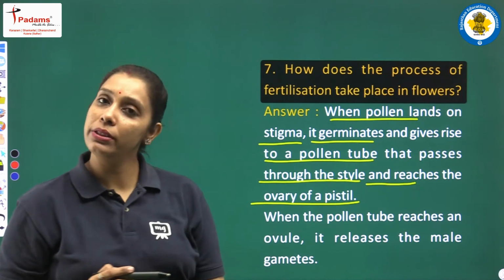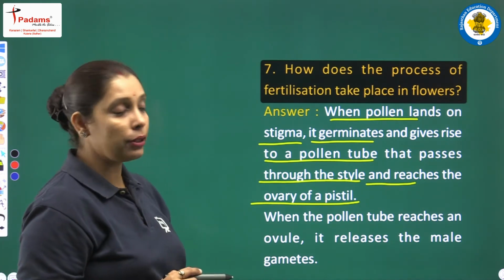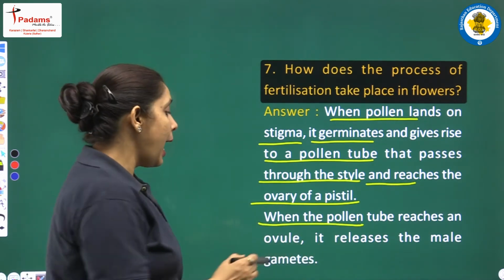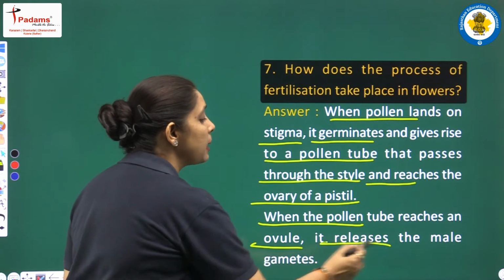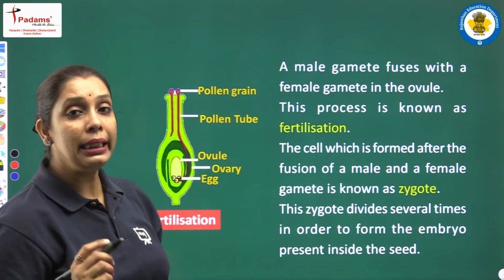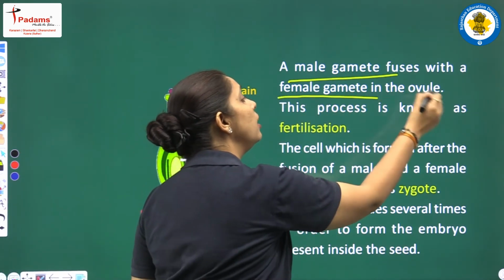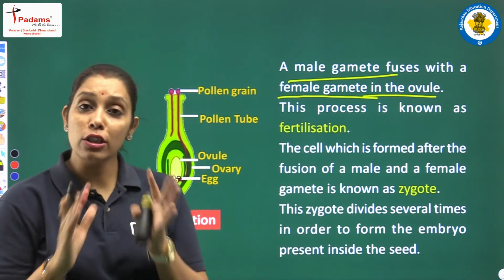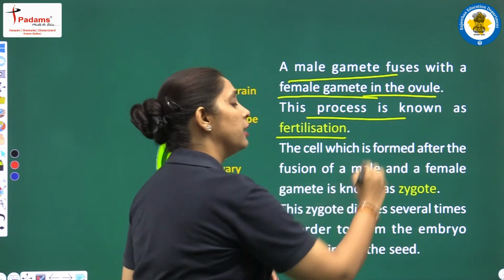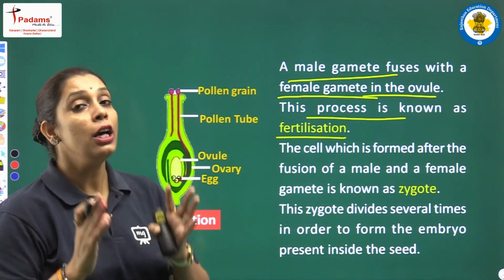of a pistil. ठीक है, डायग्राम याद है, वो डायग्राम हम यहाँ ड्रॉ करेंगे. Okay. When the pollen tube reaches an ovule, it releases the male gamete. ठीक है, और जैसे ही मेल गैमेट फीमेल गैमेट के पास आता है, it fuses with it in the ovule, and this process is known as fertilization. The fusion of male and female gamete is known as fertilization.